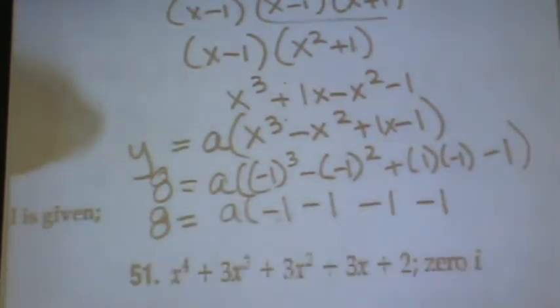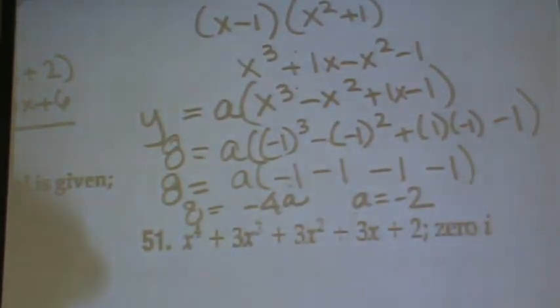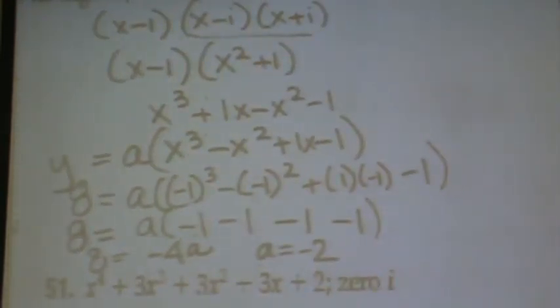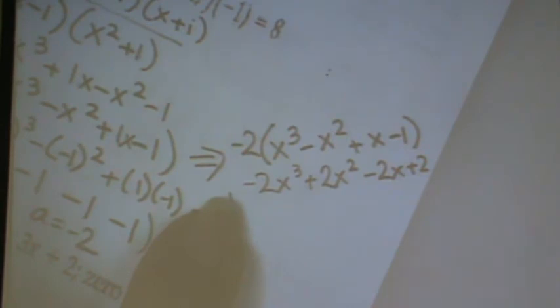So what is a equal to? Well, let's make sure our math is right. We have negative 1 minus 1 minus 1 minus 1. So that's negative 4. So negative 4a is equal to 8. So a is equal to negative 2. So if a is equal to negative 2, you're going to put a negative 2 right here. So negative 2 times x cubed minus x squared plus x minus 1. And you can distribute the negative. So it's negative 2x cubed plus 2x squared minus 2x and then plus 2. And put your f of x in front. That's equal to f of x.